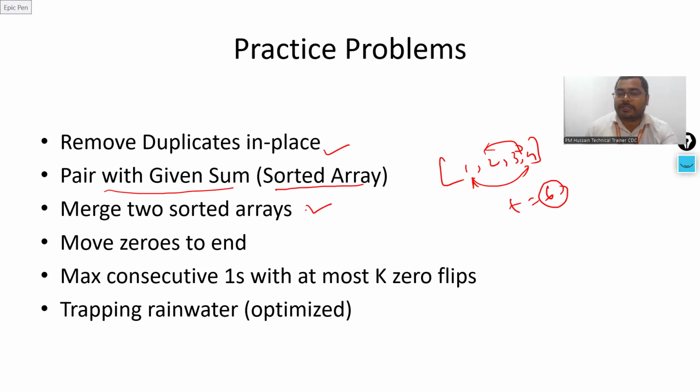Other problems include merging two sorted arrays, moving zeros to the end of the array, finding the maximum consecutive ones with at most k zero flips, and the trapping rain water problem. All these problems can be practiced through the two pointer approach, so that you can get in-depth knowledge about the two pointer technique.